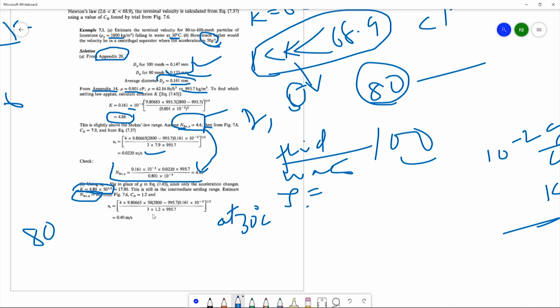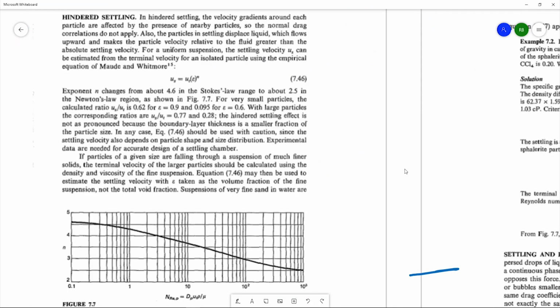Okay, so you can now calculate the terminal velocity. So you get 0.4 meter per second. Okay. This is how it's done. If you don't know the flow regime, then you have to use trial and error to calculate the terminal velocity.